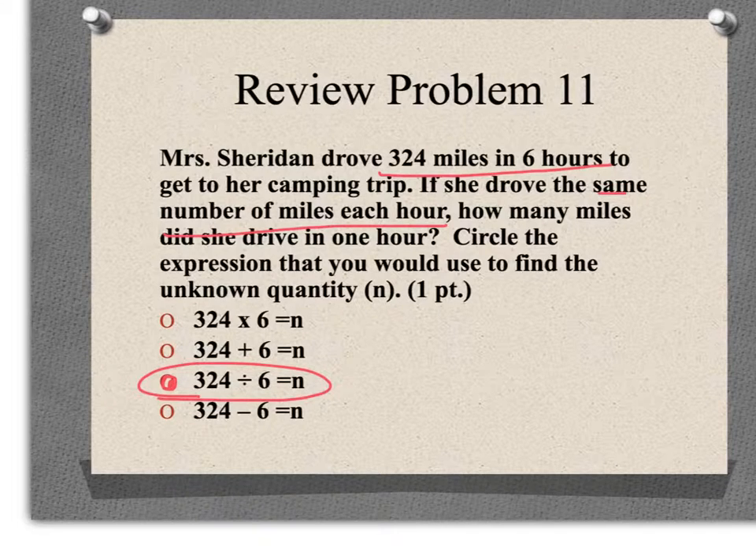And this is the answer. 324 divided by 6 equals n. It doesn't matter what n is. N is just a variable that stands for the answer. You just had to pick the correct choice.